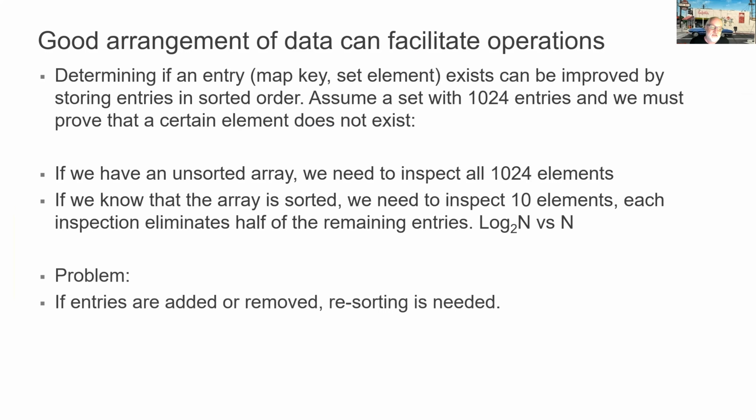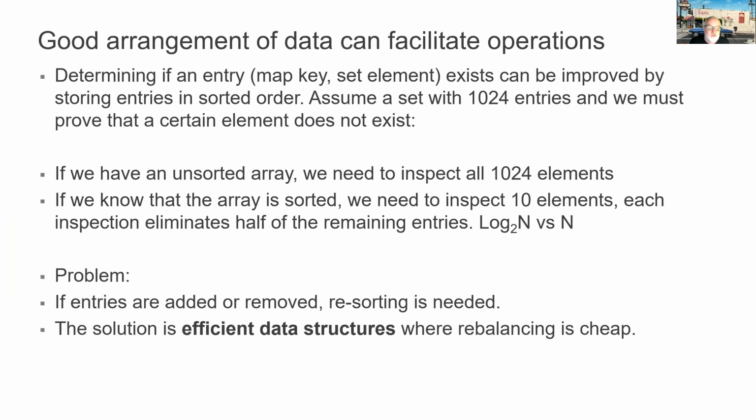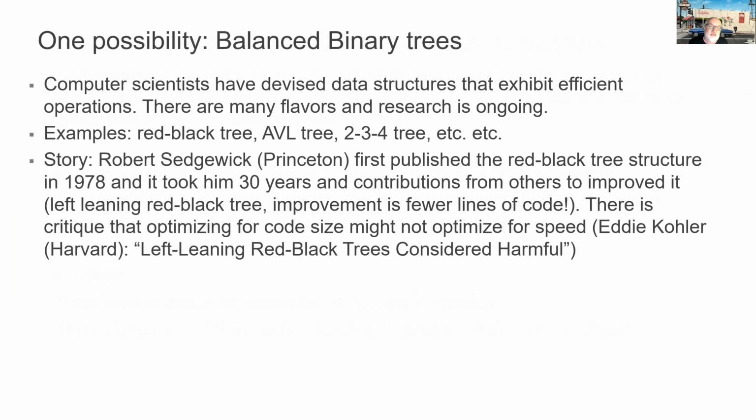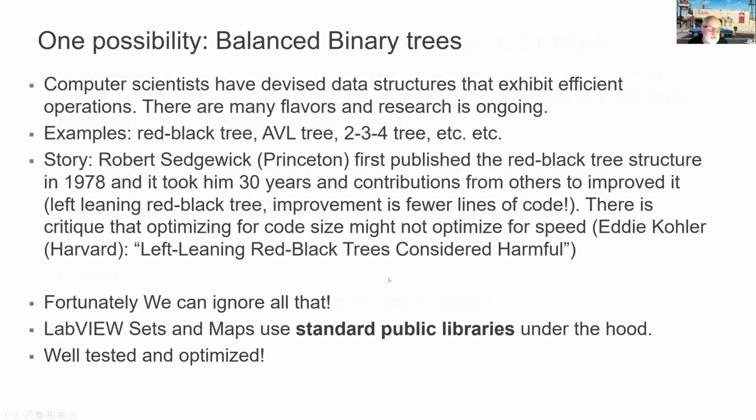The problem is, when entries are added or removed, resorting is needed, right? And how do you manage the memory and all that? And where do you store it? And how do you look it up? The solution is efficient data structures where rebalancing is cheap, and that's a classic computer science problem that's over 30 years old, right? In '78, Robert Sedgewick first published a red-black tree structure. It took him 30 years to improve it slightly, but others say, yeah, you don't need fewer lines of code. It needs to be faster and so on. But we don't need to worry about that.